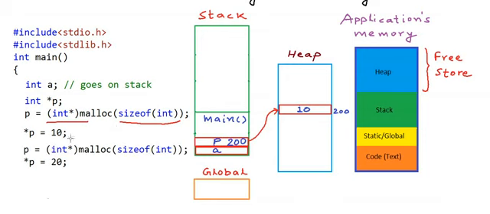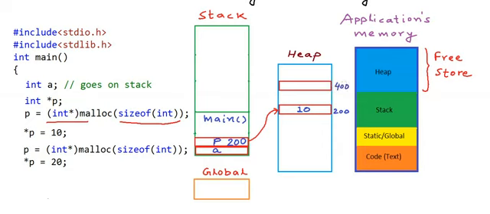After writing 10 in this particular block, I will go ahead and make one more call to malloc. When I make one more call to malloc, one more block of 4 bytes is allocated on the heap. Let us say the address is 400 for this block.